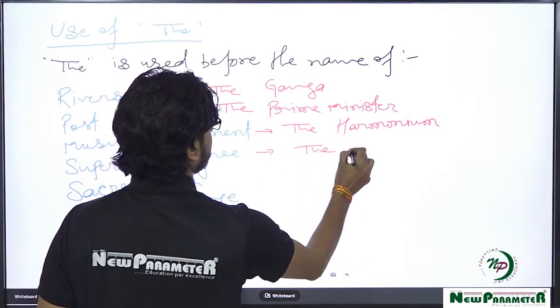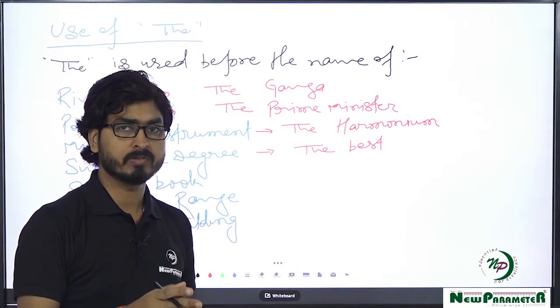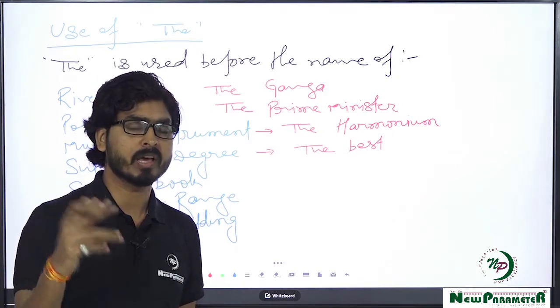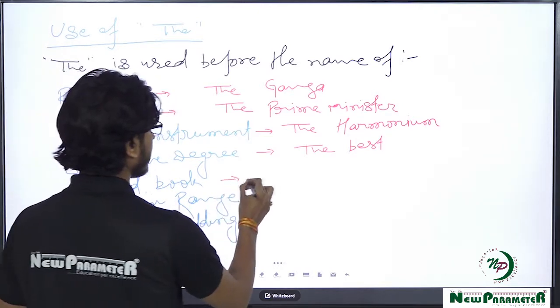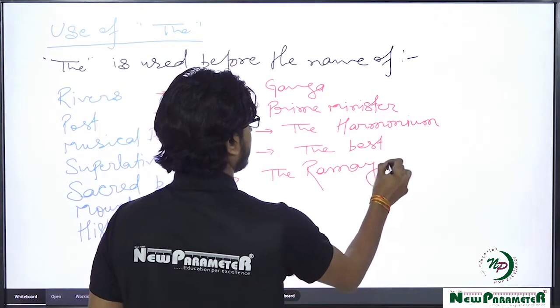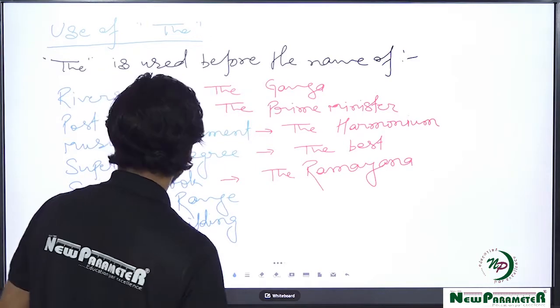The best. You know, best is a superlative degree like good, better, best. Good is positive, better is comparative, and best is superlative. Whenever we use any superlative degree, we have to use article the just before it. Sacred books, we can say the Ramayana, the Gita, the Mahabharata, the Bible, the Quran.